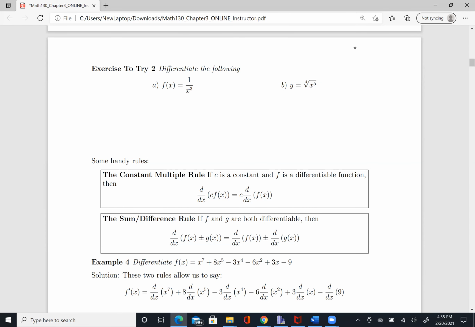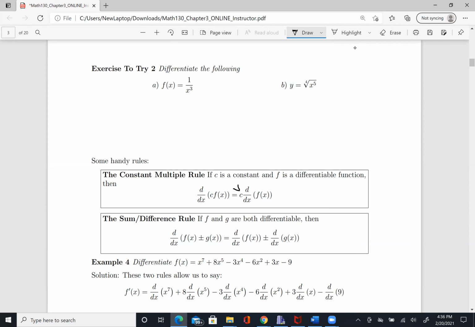The constant multiple rule: if C is a constant and f is a differentiable function, then the derivative of C times f(x) is the derivative of a constant multiplied by f(x), and you can take the constant outside of the derivative. So keep that in mind.